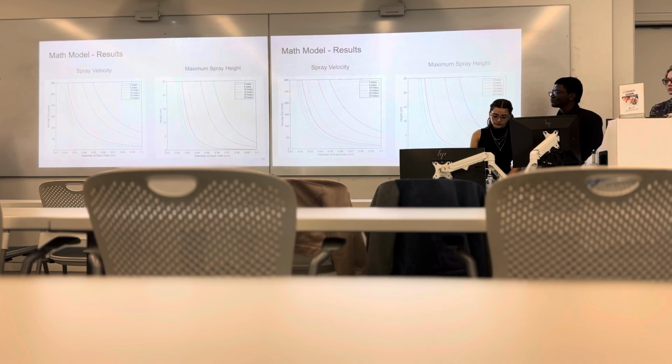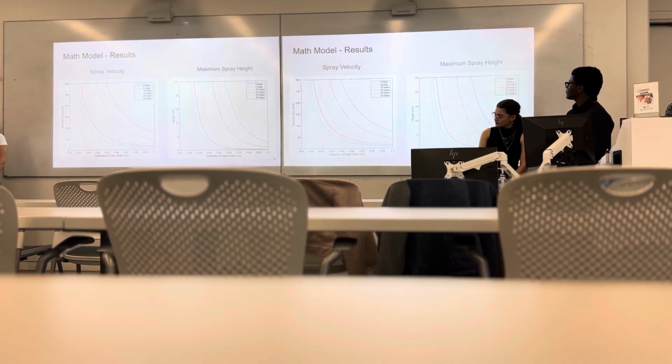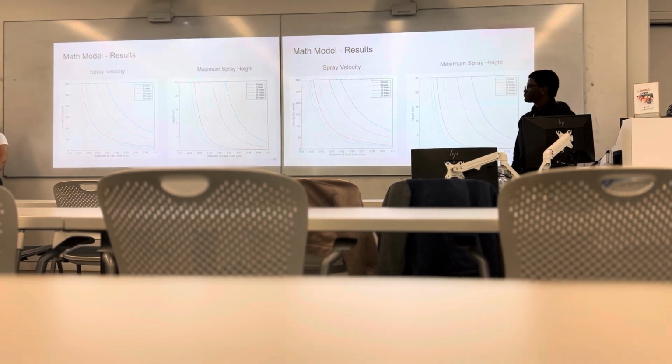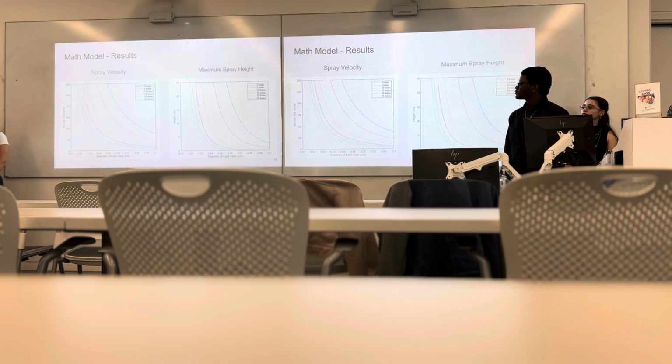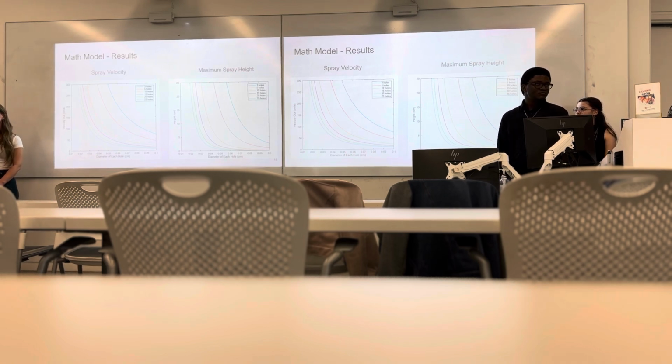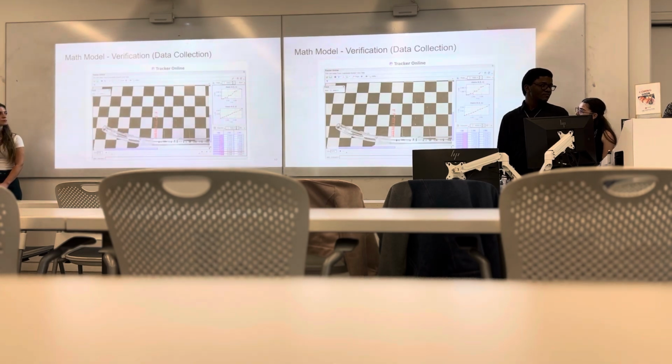So here are the results for the math model. On the left, you can see the spray velocity. The x-axis represents the size of the holes, and the different lines represent the different numbers of holes. As the holes get smaller, it sprays much harder, and as there are more holes, it's going to spray less hard. And then we use basic physics kinematics to convert that to spray height, just based upon gravity.